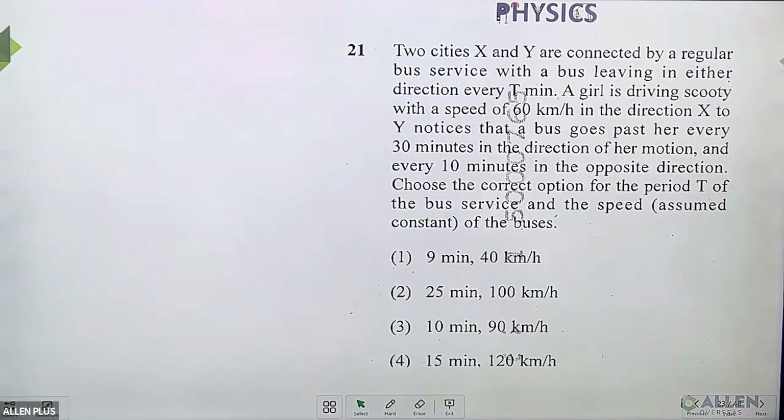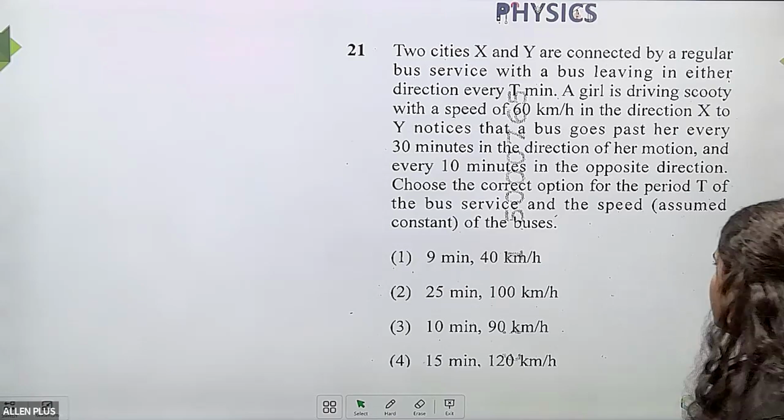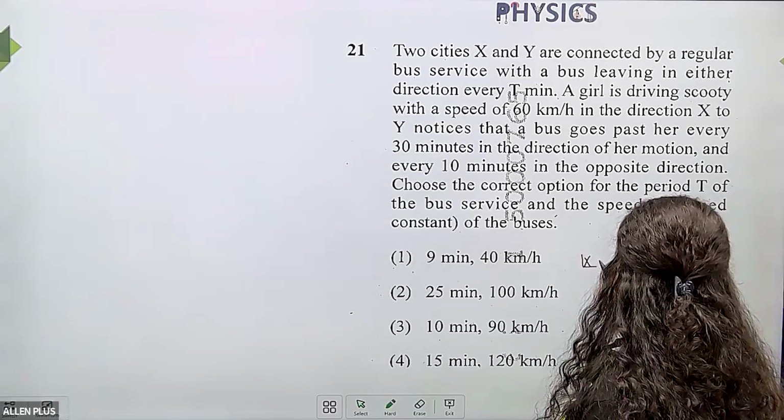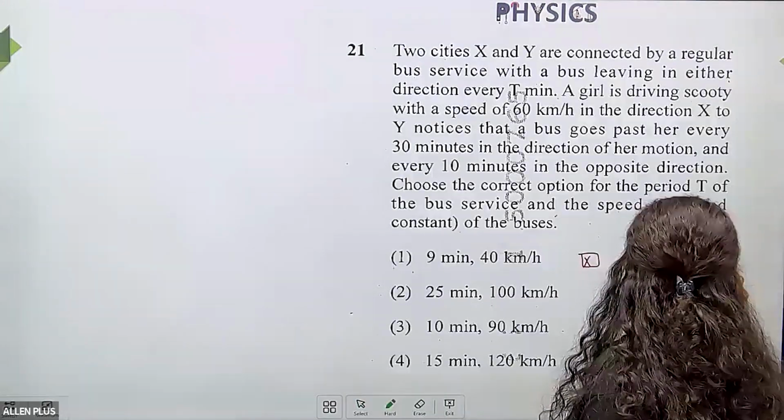Question number 21. Two cities X and Y are connected by a regular bus service with a bus leaving in either direction every T minutes. The girl in the scooty is driving with a speed of 60 km per hour in the direction X to Y. She notices that a bus goes past her every 30 minutes in the direction of her motion and every 10 minutes in the opposite direction. Choose the correct option for the time period T of the bus service and the speed of the bus. Okay, let me say this is the station X and this is the station Y.